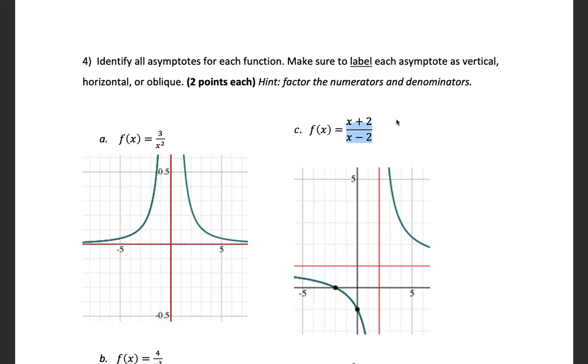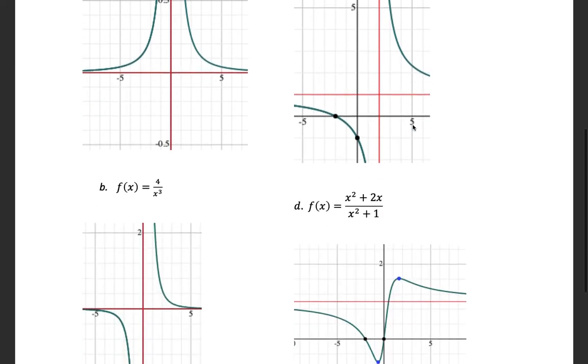So let's say how you will write the answer. This kind of question is not asking you to draw the graph. It is asking you to find out what the horizontal, vertical, and oblique asymptotes are. So the answer to this question will be: vertical asymptote x equals 2, horizontal asymptote y equal to 1, oblique asymptote none.